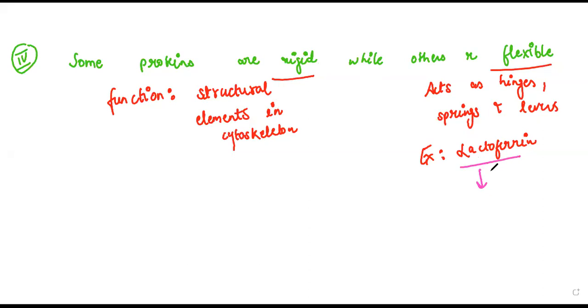Lactoferrin is a protein that consists of an iron part. But when the iron is absent, the shape of that protein is different. But when the protein attaches to the iron part, it changes its shape. Flexible means they can alter their shape. If I tell it simply, the hinges, springs, and levers act as the connecting links.